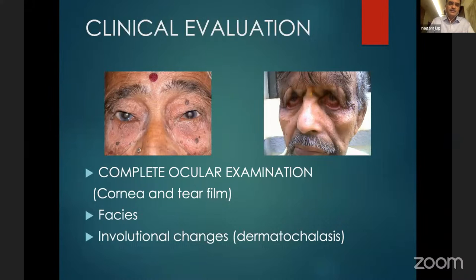Complete ocular examination, give special importance to the cornea, give special importance to the tear film, and document all your changes. Try to observe the face of the patient, see whether the face is normal or whether there are any other changes also. Involutional changes can occur in other parts also, like dermatochalasis in the upper lid.